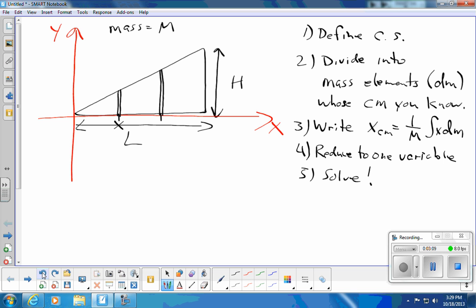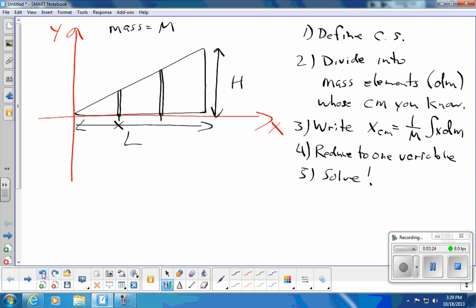So I've done step two. There, in fact, are an infinitely large number of these pieces. I've drawn two of them, and then I got tired of drawing, so I quit. But this represents exactly how I'm cutting this thing up into little tiny bits of mass.